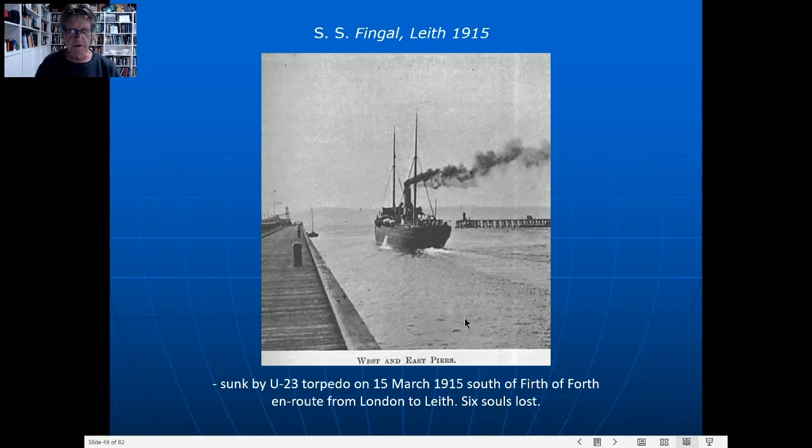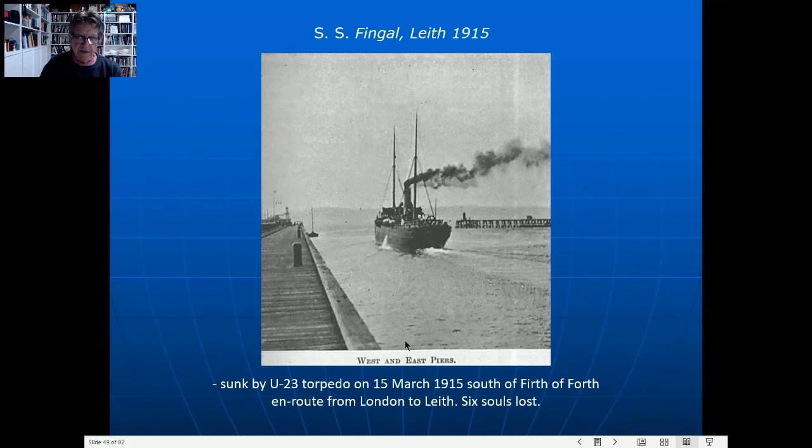6 people killed. Now that's it at the West Pier. This is the West Pier of Leith. That's the East Pier over here. Now the reason I mention this is because when Mitchell came back from Trivandrum in India, he did some experiments here, and I'll show you these.